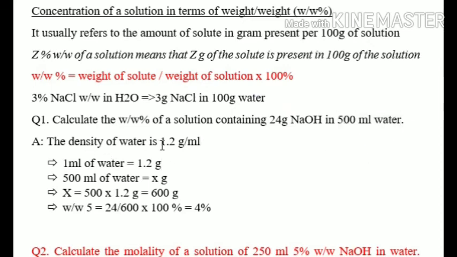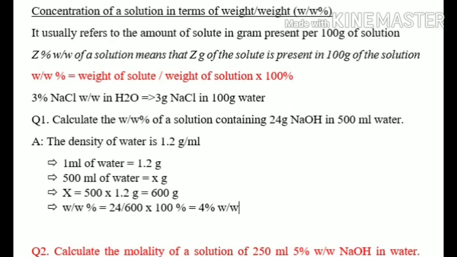Okay, so the density of water is 1.2 gram per ml. It means 1 ml water weighs 1.2 gram. So if 1 ml water weighs 1.2 gram, then what will 500 ml water weigh? 500 into 1.2 gram equals 600 gram. So 500 ml water equals 600 gram water. That means the weight by weight percentage equals 24 gram, the weight of solute, by 600 gram, the weight of solution, into 100 equals 4% weight by weight.